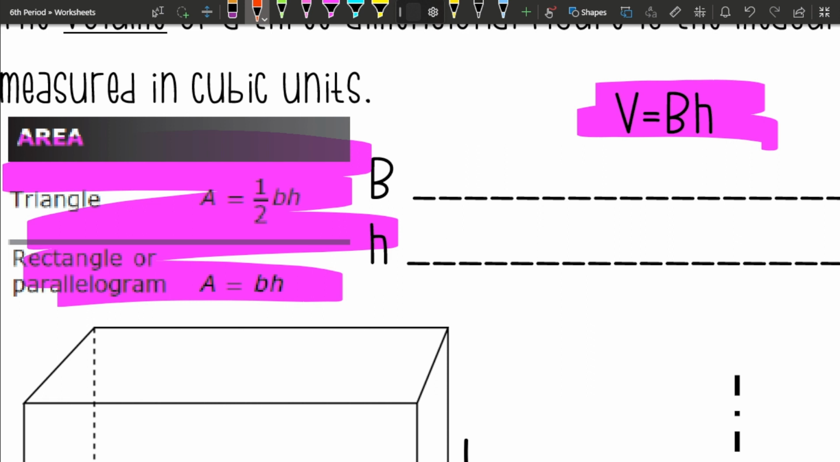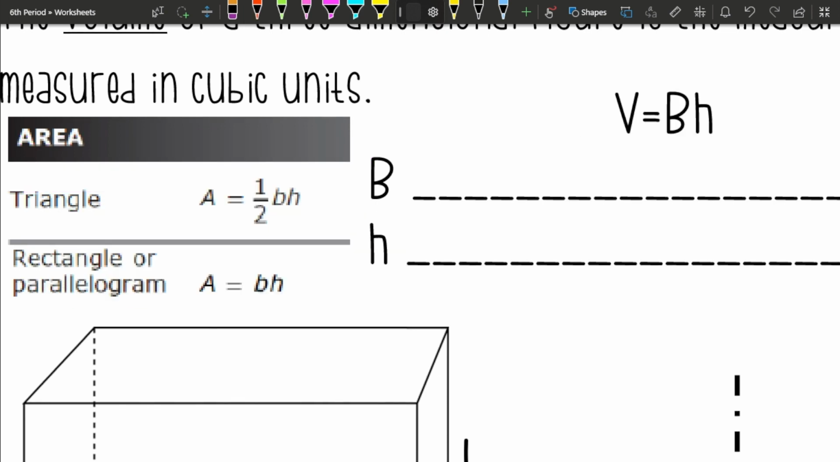A fraction, okay, that's the formula for the area. So on the left side, we have the area formulas for triangles, and rectangles or parallelograms. And then on the right side, we have V, that stands for volume, equals BH. Now, you said I have B and H on all of it, right? Now, what else do we notice about that, though? Anything different? Anything similar?